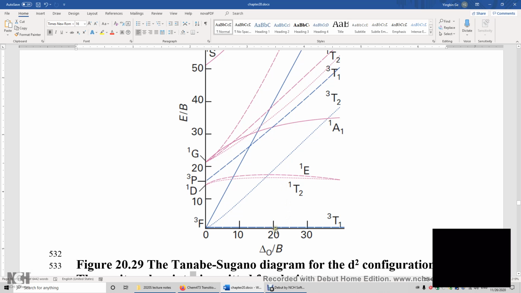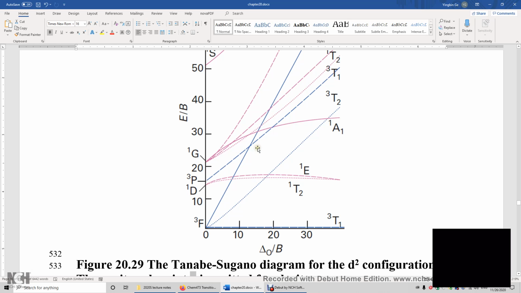All right, so if delta O is equal to 20B, then we can predict the transition energies are 20B, 35B, and 40B. What if delta O is equal to 15B? Well, the transitions are going to be 15B, and then 15B plus 15B, that's 30B, and then 2 times delta O, which is also 30B. So you have this cross point here. Both are roughly 30B. So 15B, 30B, 30B.